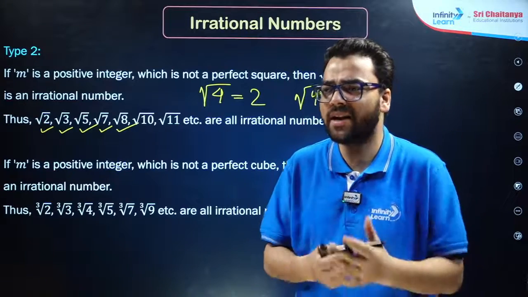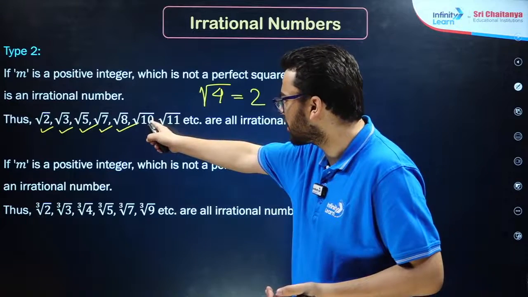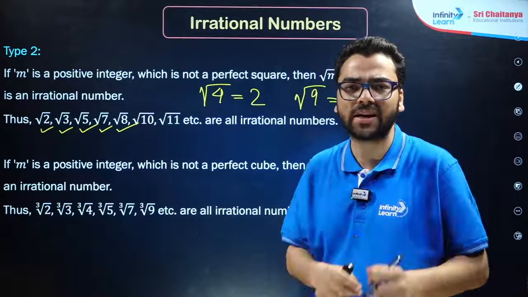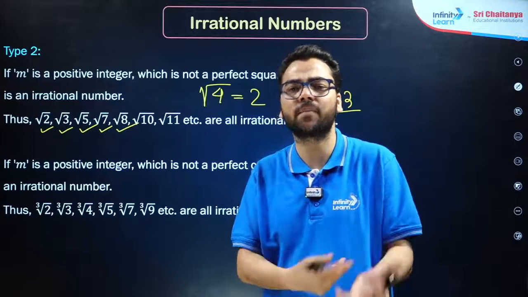Yeah, that is correct. Whether it is prime or not, no problem in that, Somaya. For example, you see 10 is not a prime number, but its square root is an irrational number. It need not be a prime number. It must be a non-perfect square number.